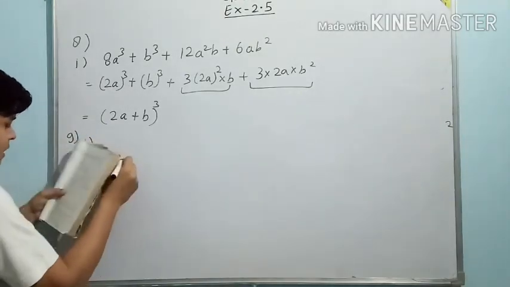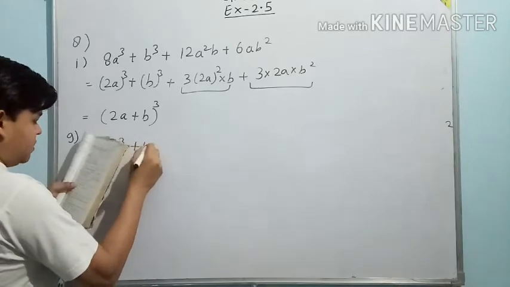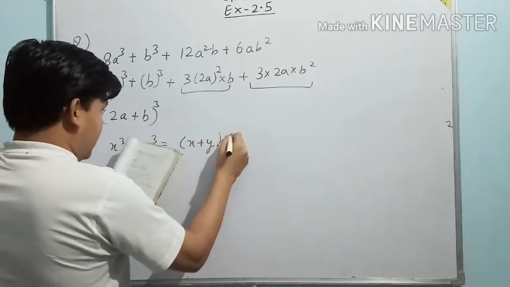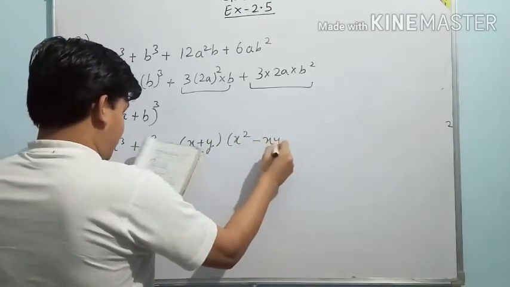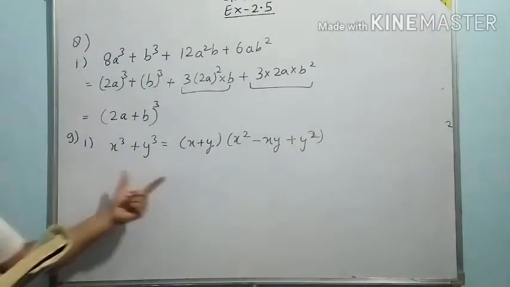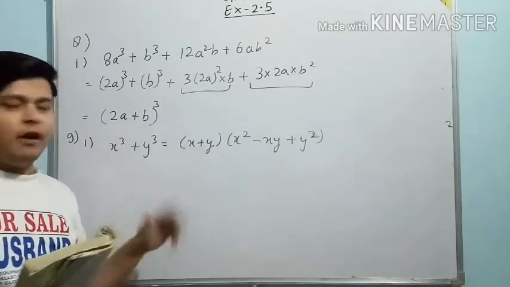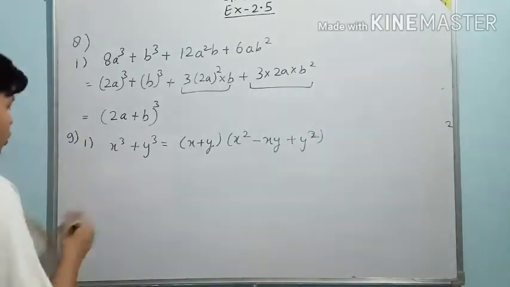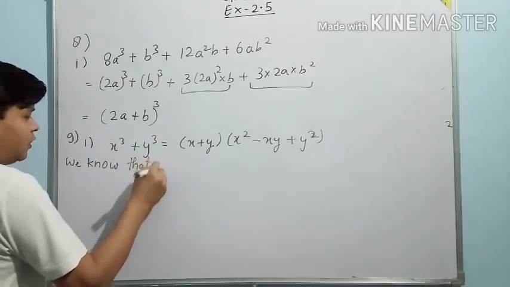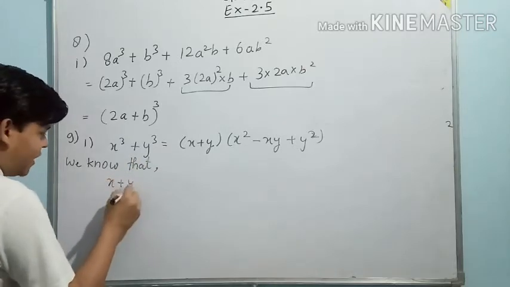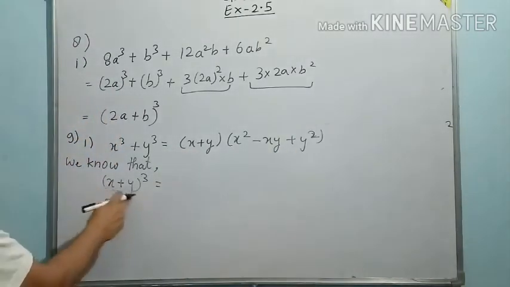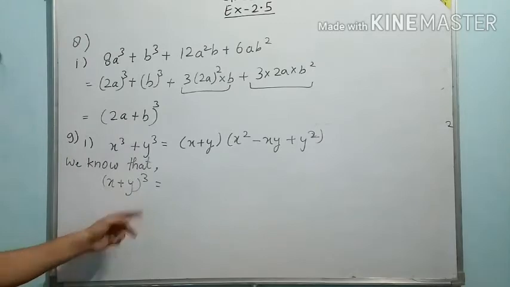Let's take the first part. This one is x cube plus y cube is equal to (x plus y) times (x square minus xy plus y square). So we have to verify this, we can say we have to prove this. As we know, let me write here, as the question is given in terms of x and y, that's why I have taken x plus y. Otherwise you could take a plus b also, right?